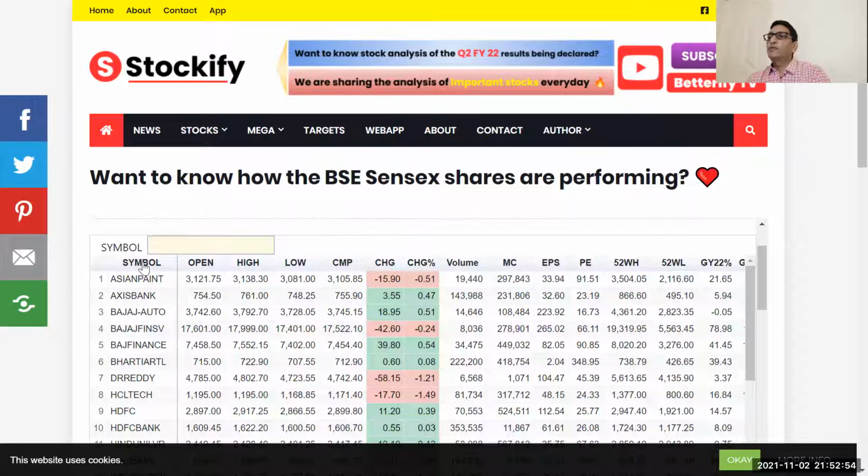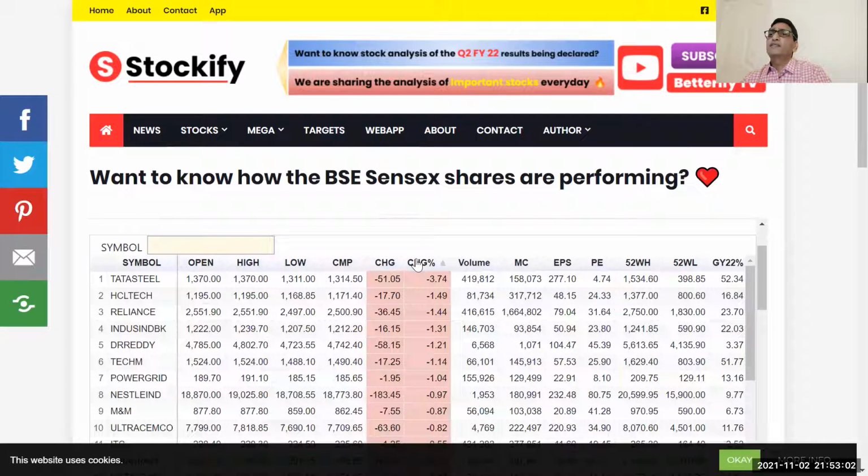So you can sort on symbol, you can sort on open, high, any column that you want. For example, this is for change and change percentage. So if you sort on change percentage, you will come to know the stocks that have declined during the day. But you can see it even during the day. So you will come to know what the trend is, which stocks are declining and which stocks are increasing. That will give you an idea.